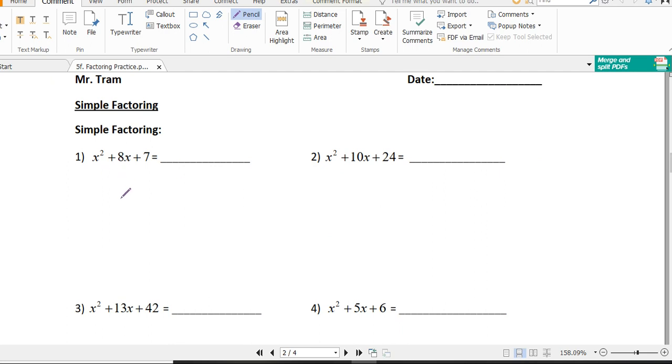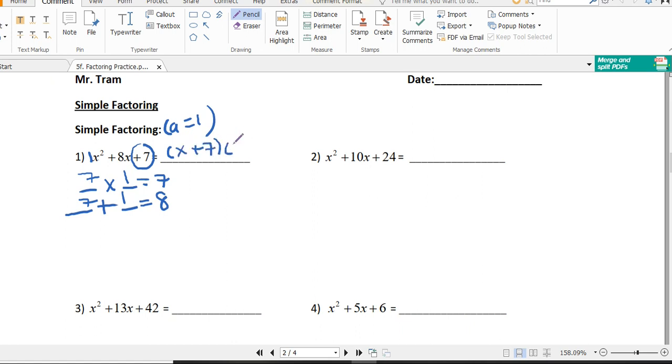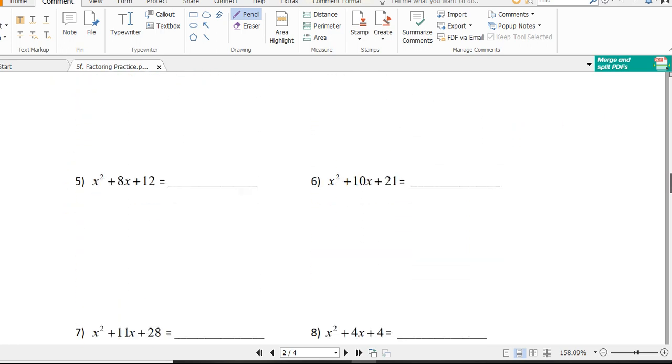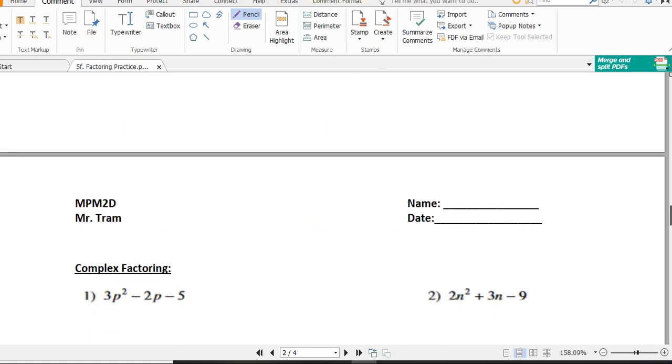Simple factoring. This is where you know the a value is equal to 1. So in this case, the a value is 1. I just need two numbers that will multiply to give me 7, but at the same time, they must also add to give me 8. Those two numbers will be 7 and 1. So my factored form here would be x plus 7 and x plus 1. Okay, and that's the same for all of these questions.